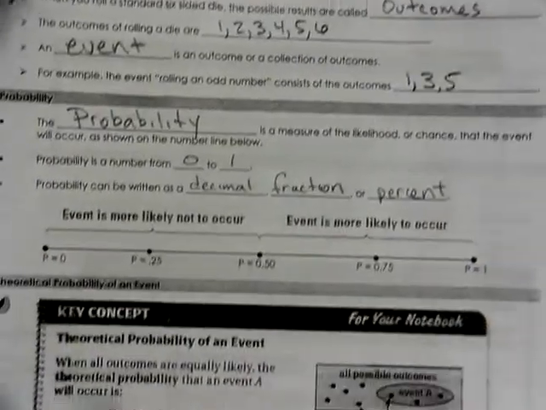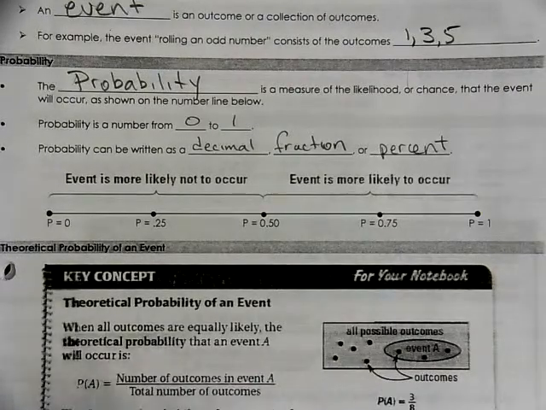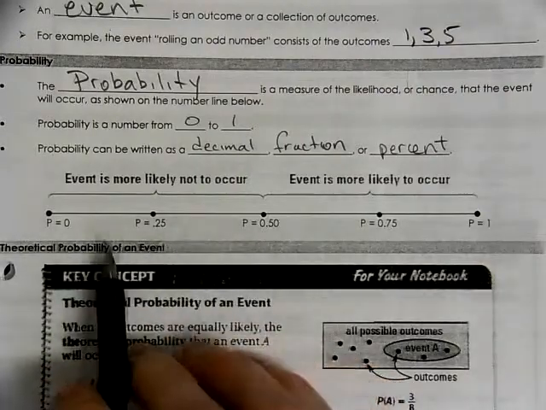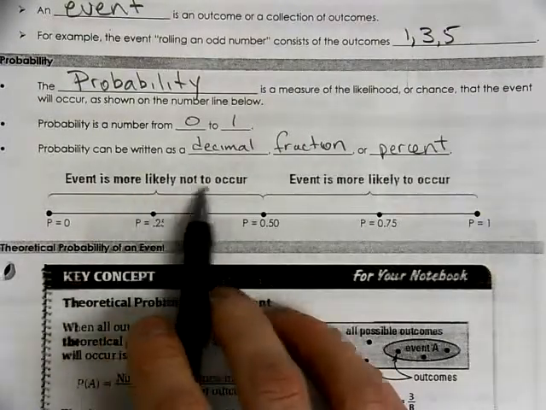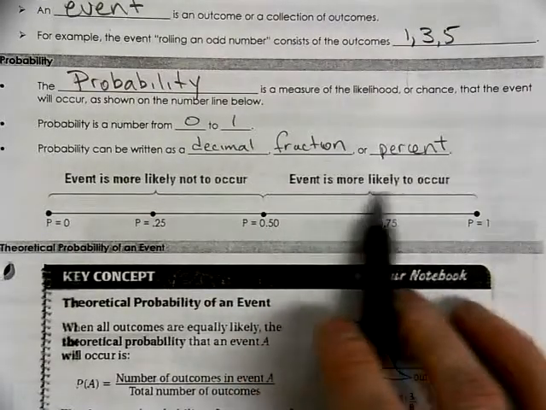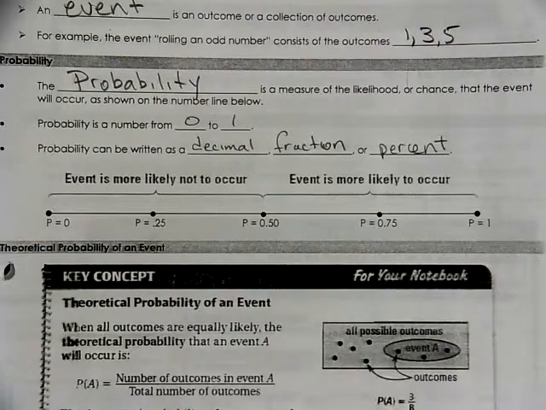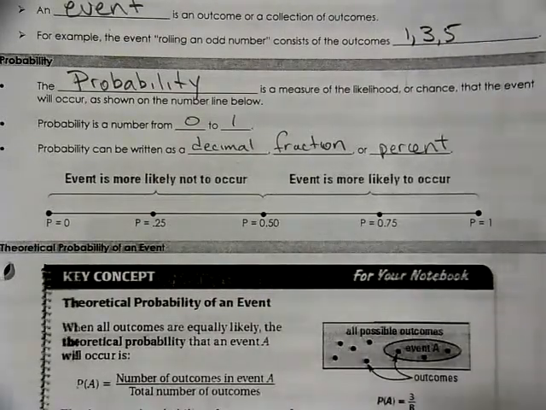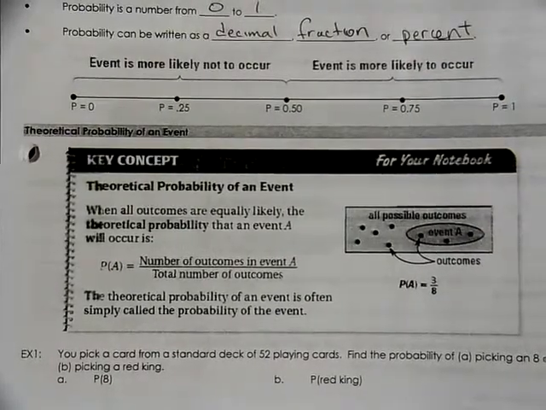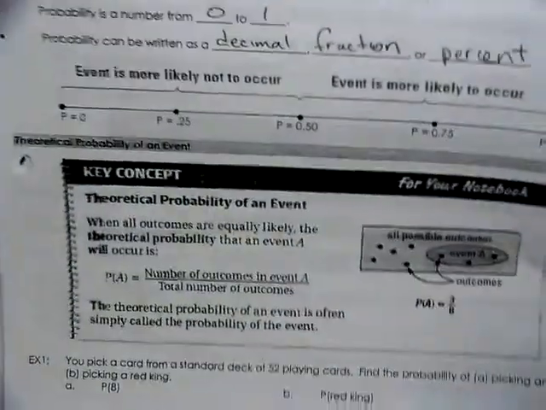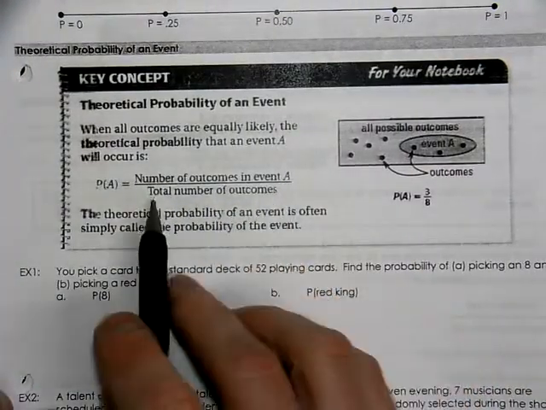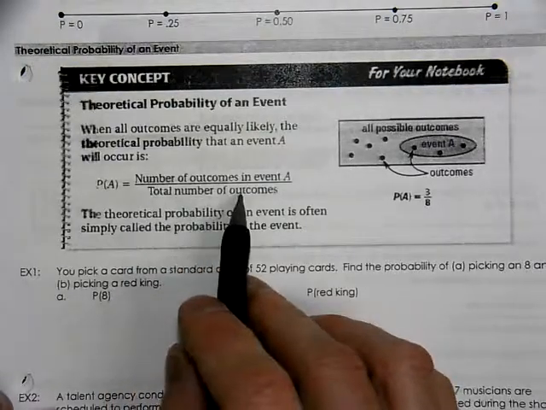When you're dealing with a decimal, or the fraction that represents the decimal, when you have a value that's less than 0.5, it's not likely to occur. If you have a value greater than 0.5, it's more likely to occur. There's two types of probabilities. One is called theoretical probability. Theoretical probability is the number of outcomes in an event over the total number of outcomes.